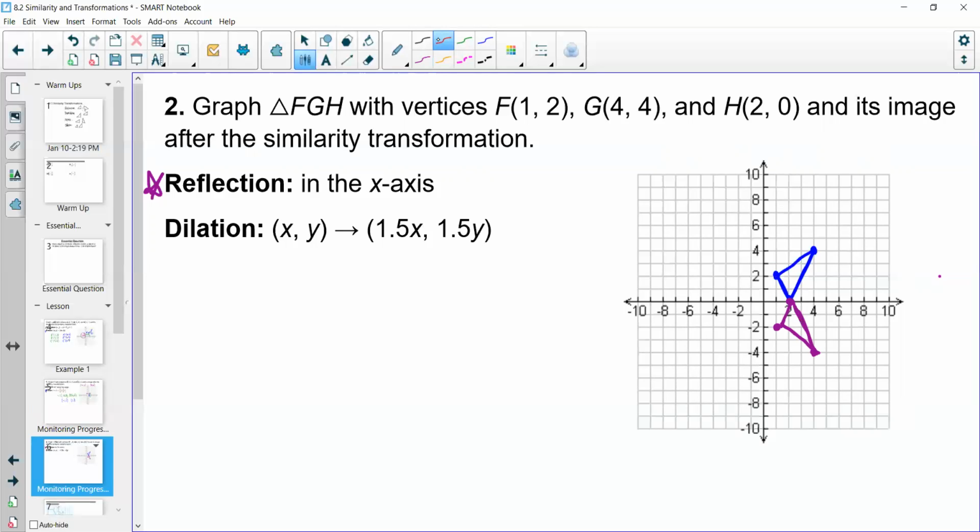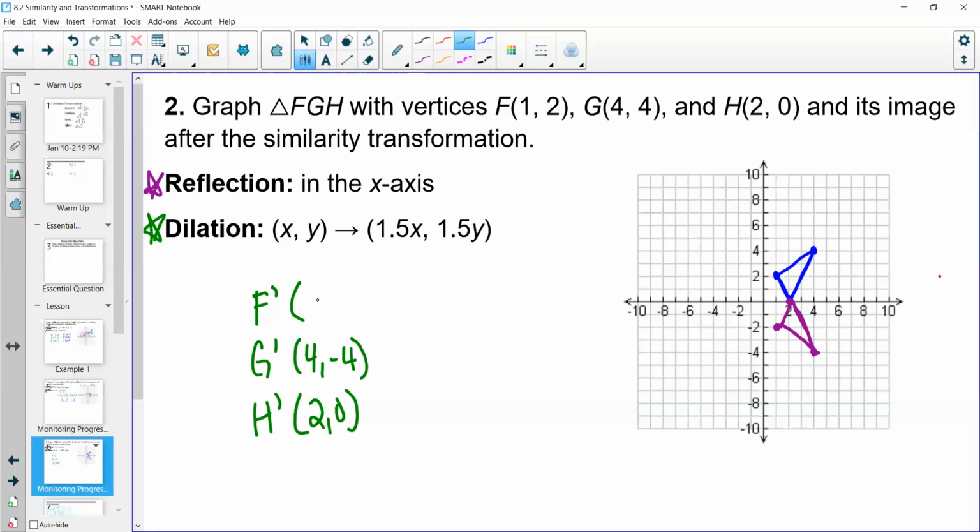Then the very last thing we're going to do is we actually need to dilate it, and we're going to use green to do this dilation. So notice our new points here, our f prime, our g prime, and our h prime. Our h is still at 2, 0. But our g value is now at 4, negative 4, and our f value is at 1, negative 2. So then we want to dilate these new values here.